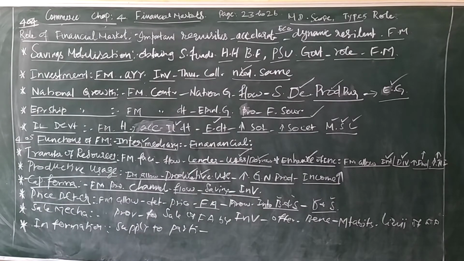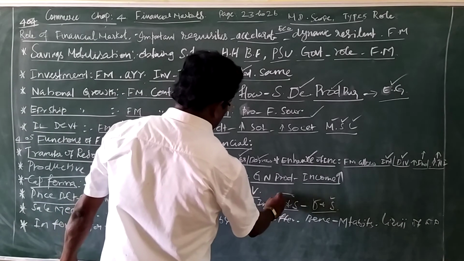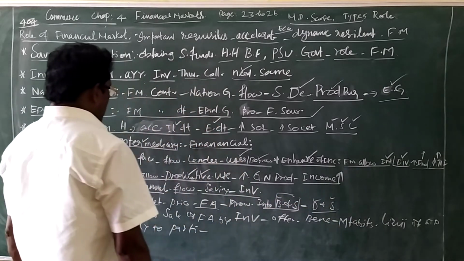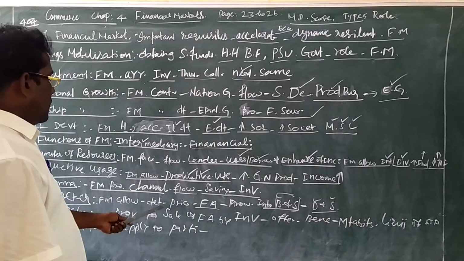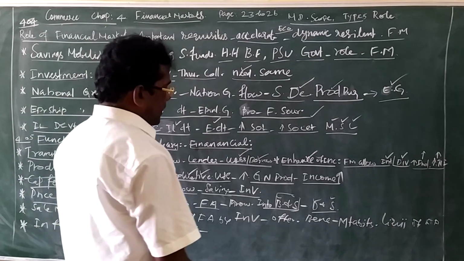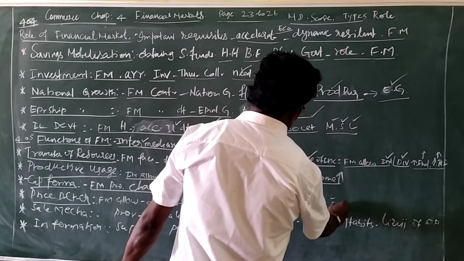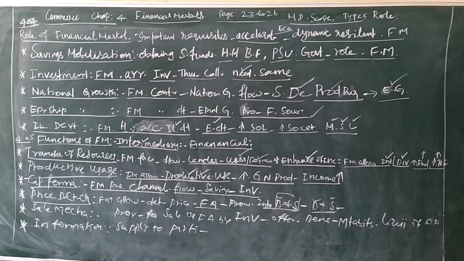So for that, the function of the financial market is very important. It is acting as an intermediary between the buyer and the seller of financial assets, that is, financial securities or financial instruments. The determination of the price of the financial securities takes place. The price will be determined by demand and supply factors, depending upon the demand and supply of money. The prices of financial assets will be decided.